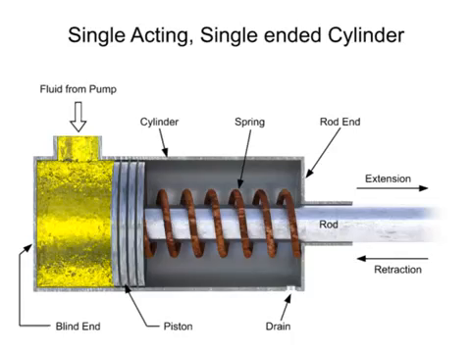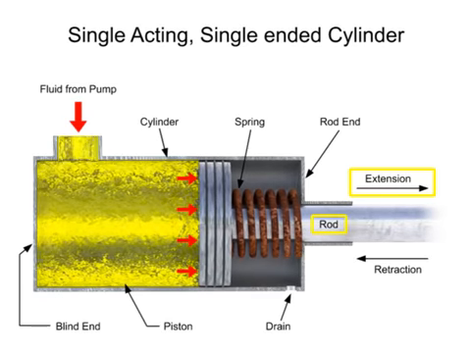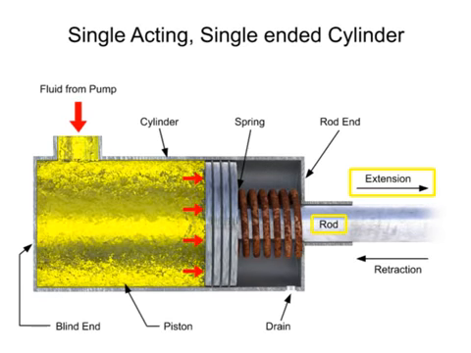A single-acting cylinder produces linear motion in one direction. When a control valve directs fluid through the inlet port into the blind end, pressure builds up and generates a force on the piston. When the pressure buildup is large enough, the piston begins to move, extending the rod. This is called the forward stroke.